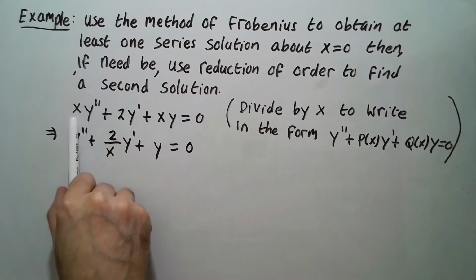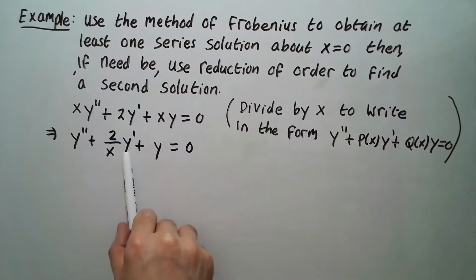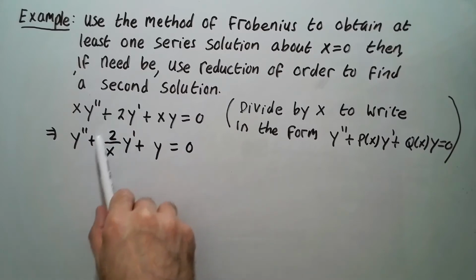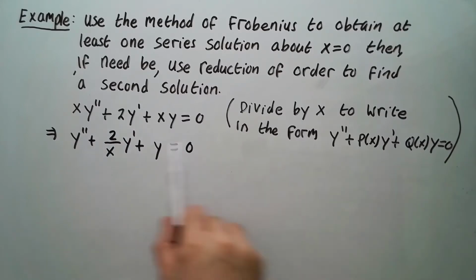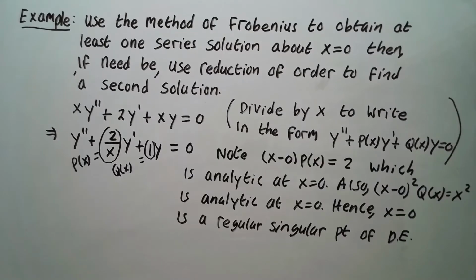So dividing by x here, it'll become y double prime. Dividing by x here will be 2 over x y prime. Dividing by x here becomes y equals 0. So this would be my p of x, and the 1 in front here would be my q of x. So let's note that. My p of x would be the 2 over x. My q of x would be the 1.